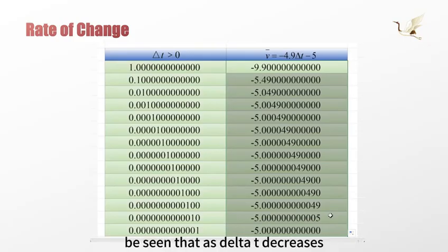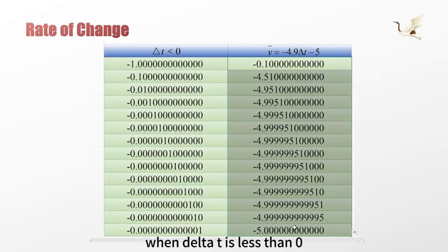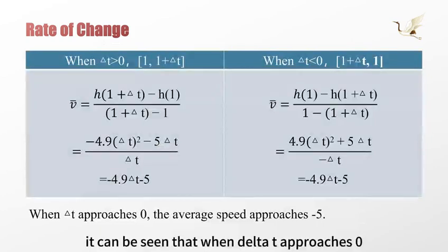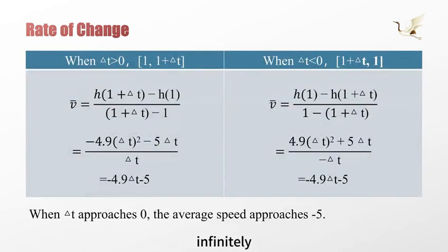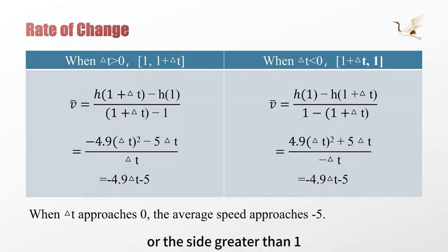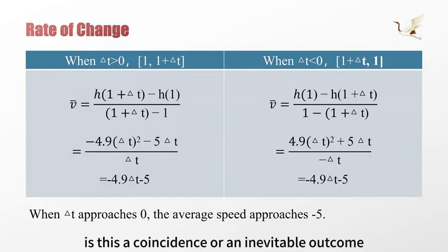It can be seen that as delta t decreases, the average speed value will gradually approach −5. When delta t is less than 0, we also perform a similar operation. It can be seen that as the time period continues to shrink, the average speed value also tends to approach −5. So when delta t approaches 0 infinitely, regardless of whether t approaches 1 from the side less than 1 or the side greater than 1, the average velocity will infinitely approach −5. Is this a coincidence or an inevitable outcome?